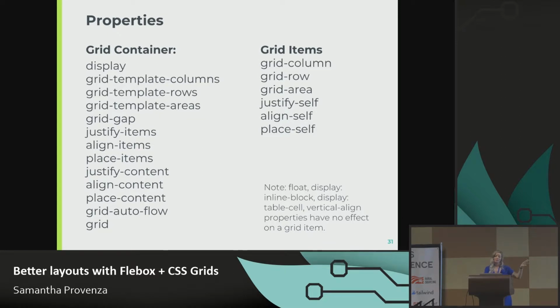So where template columns and template rows are setting up your template, the grid items, grid column, grid row is where you're actually saying this is where these elements are going to be placed. And note, I just want to say down here, float, display inline block, display table cell, vertical align: none of those work on grid items, and I think for a good reason.